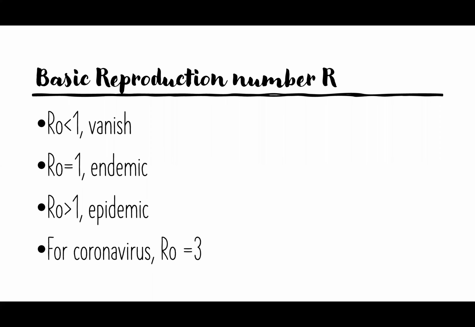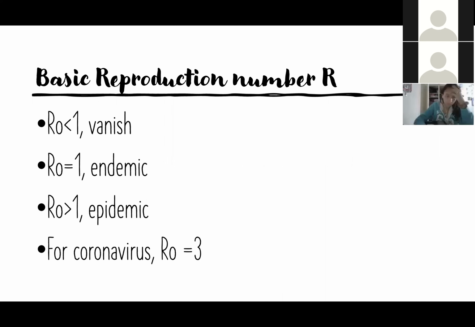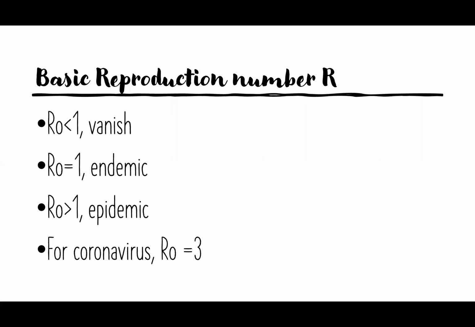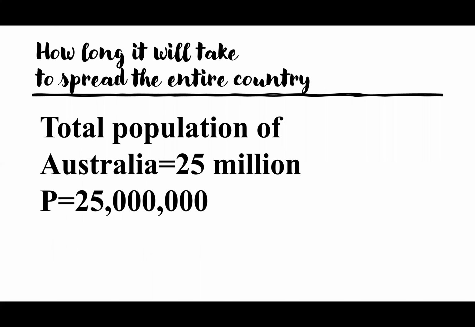And then for coronavirus, the basic reproduction number R equals 3. It just means on average, 1 person can spread to 3 different persons. And then let's have a look at, without any controls, how long it will take to spread to the entire Australia. We all know the total population of Australia is 25 million persons. So let's base the calculations on this figure.